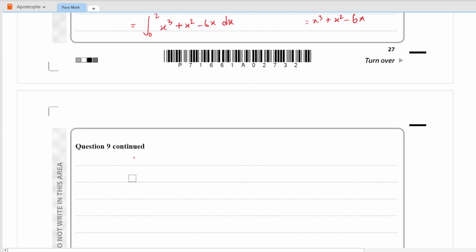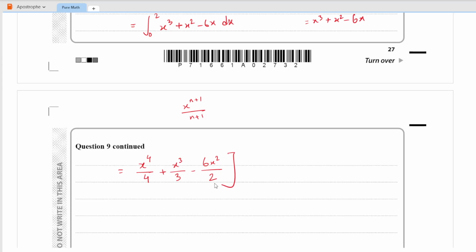From 0 to 2, we can integrate now. So x to the power n becomes x to the power n plus 1 divided by n plus 1. So it becomes x to the power 4 divided by 4, plus x cubed divided by 3, minus 6x squared divided by 2. And the limits are 0 to 2.